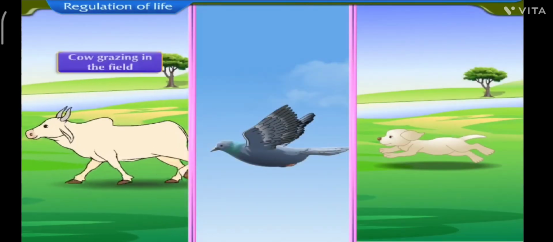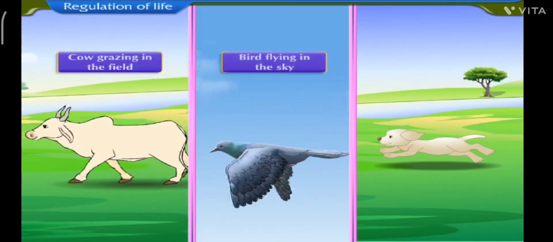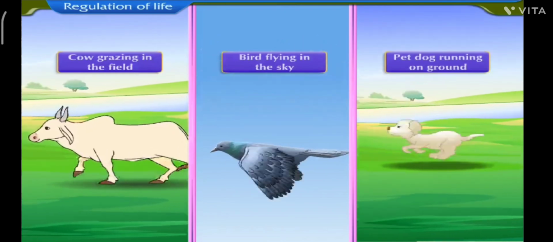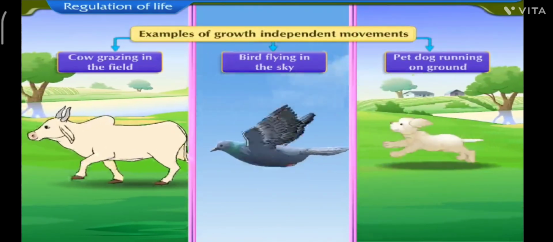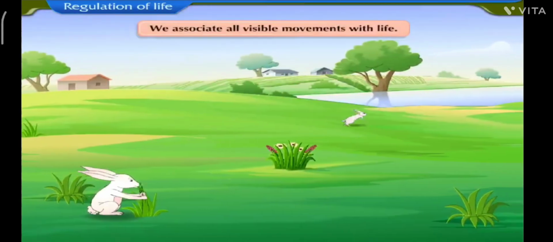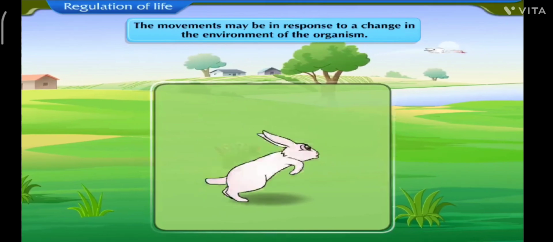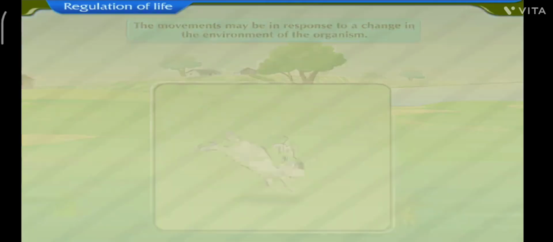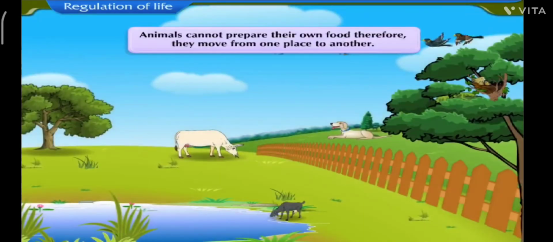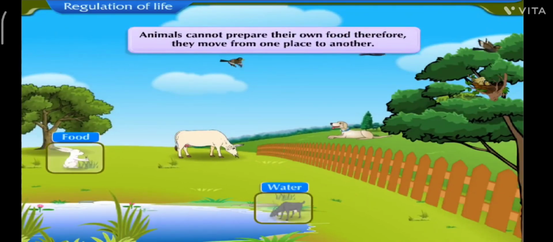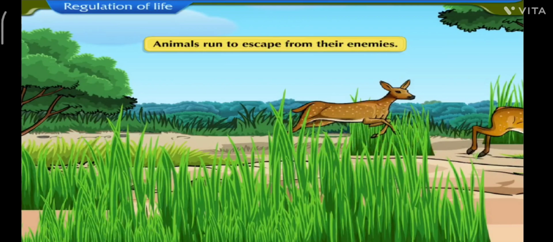A cow grazing in the field, birds flying in the sky, or your pet dog running on ground are all examples of growth-independent movements. We associate all visible movements with life. The movements may be in response to a change in the environment of the organism. As animals cannot prepare their own food, they move from one place to another in search of food, water, and shelter. They run to escape from their enemies.